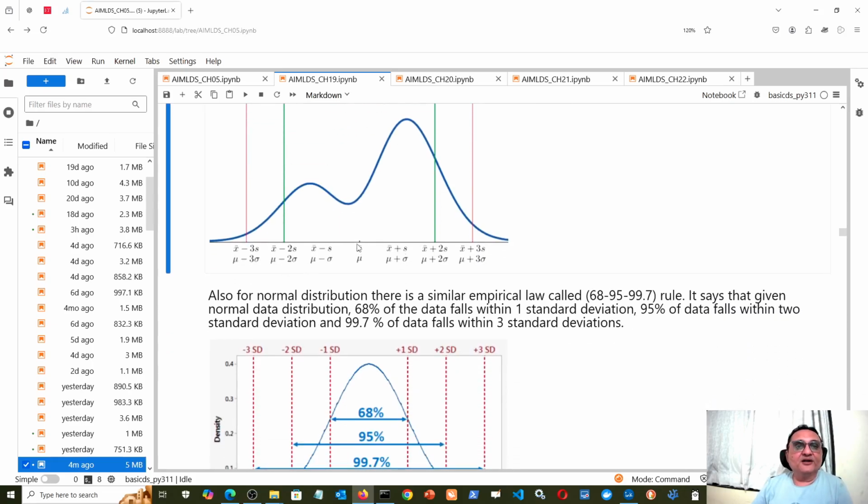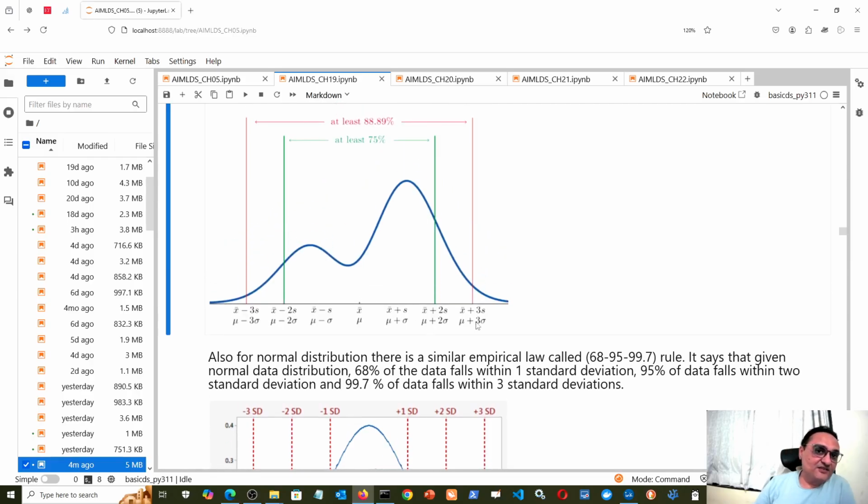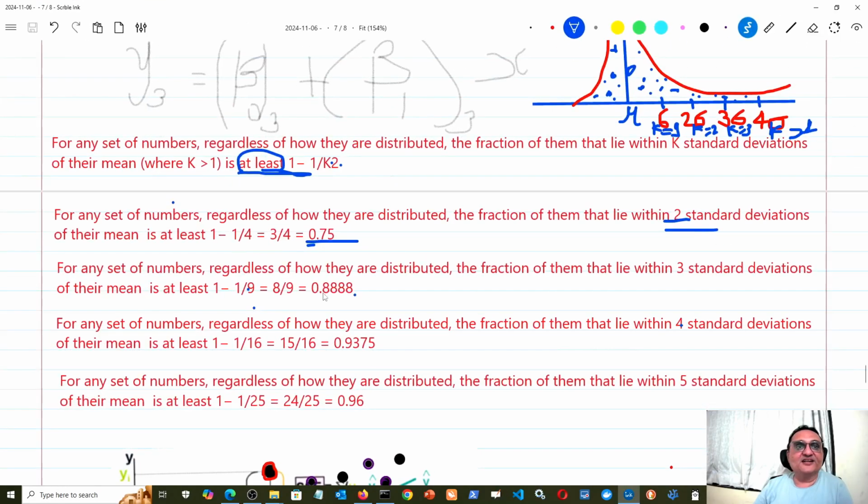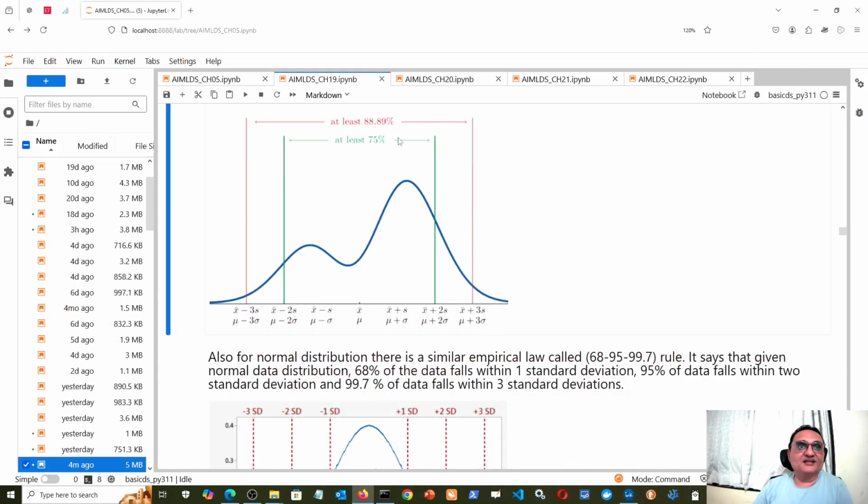So this is the mean point, the mean of the sample, and this is one standard deviation, two standard deviations, three standard deviations. Within two standard deviations at least 75%, and within three standard deviations at least 88.88, or that is 88.89% of the data points are located.